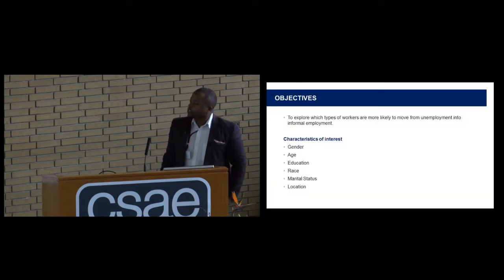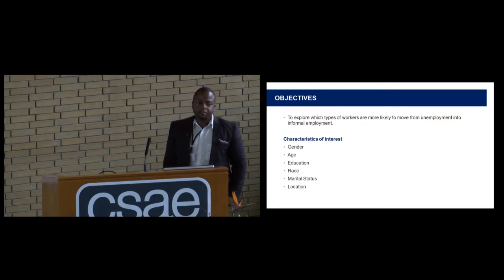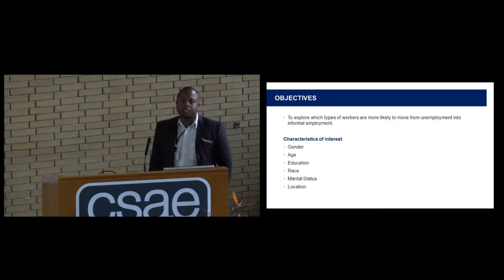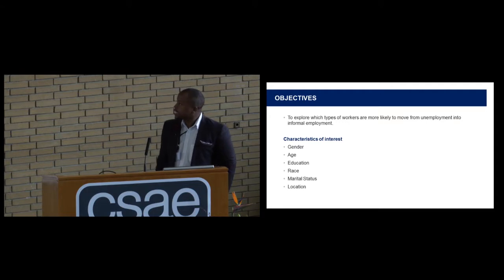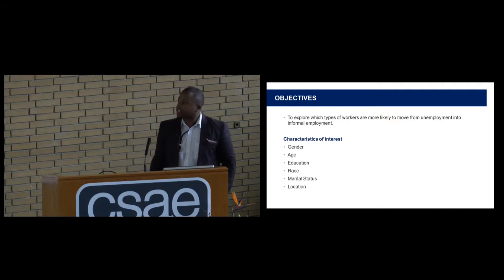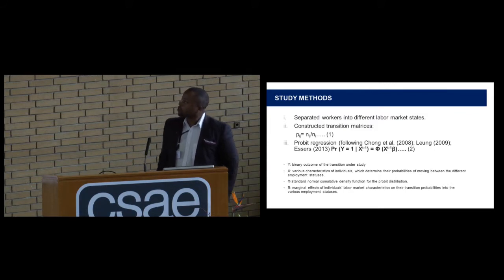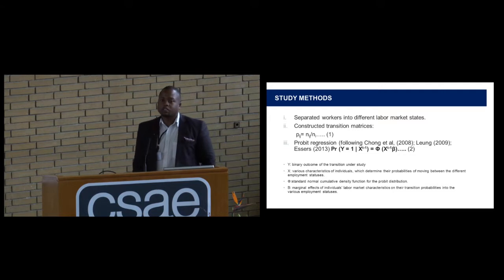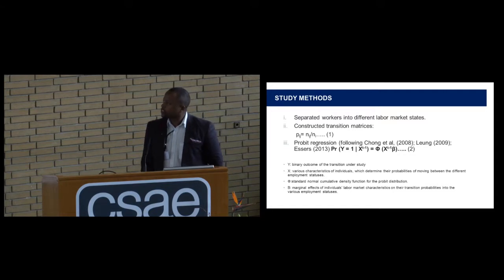So the objective of this research was to explore, amidst the barriers to entry into informal employment and all the other reasons that have been brought forward for why informal employment is small in South Africa, which types of workers are more likely to move into informal employment. The characteristics of interest were gender, age, education, race, marital status, and location. For the study methods, I used transition matrices to see which workers moved from unemployment and to see the mobility across labor market states. I also used a simple probability regression.